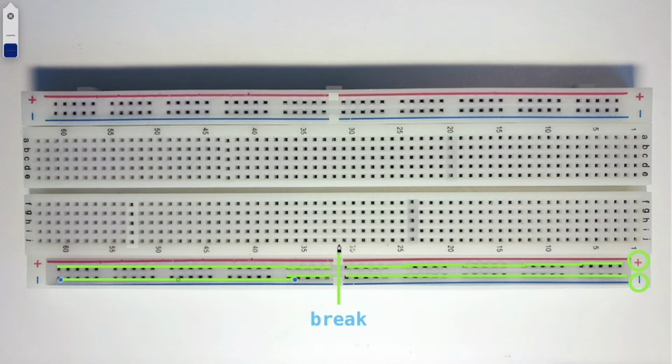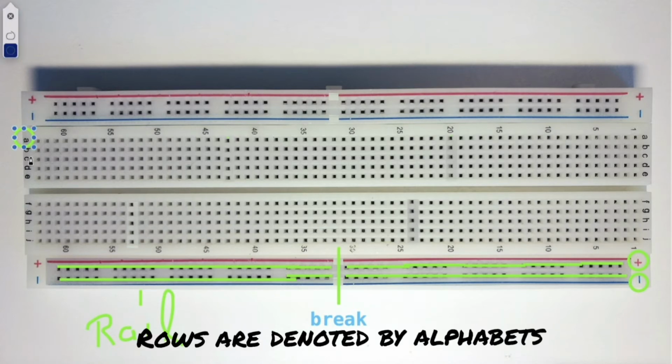Now let's move up to the rows. They are not interconnected and they are denoted by the alphabets A, B, C, D. You can see A, which I marked on your screen. So in this breadboard they go up to J. Note guys, these are not interconnected.